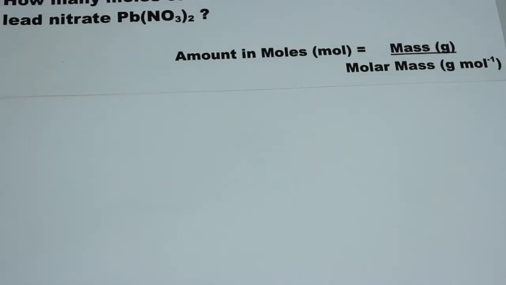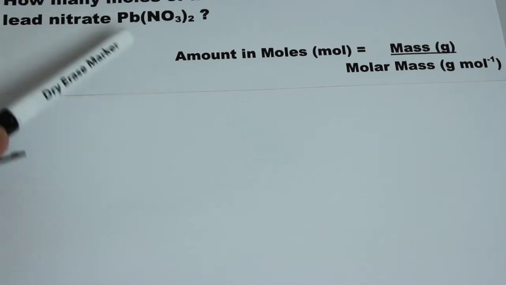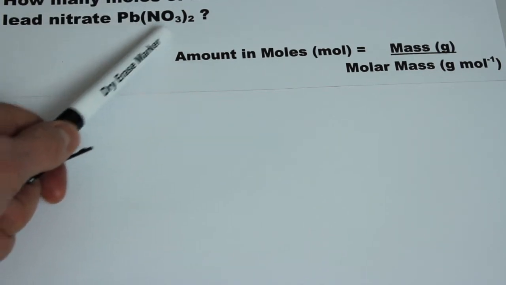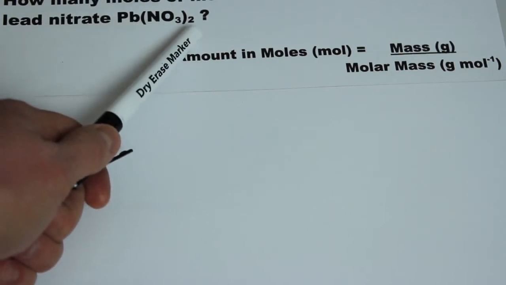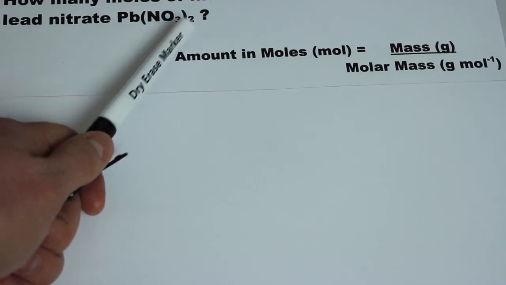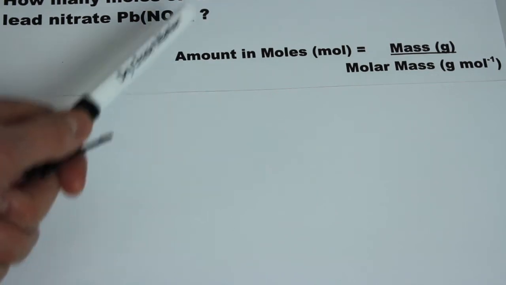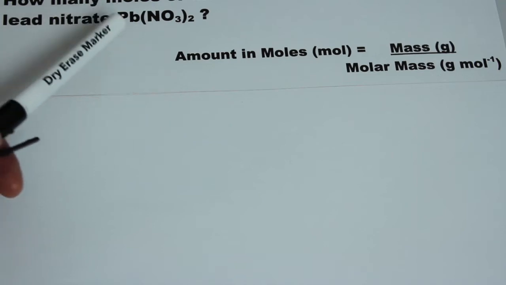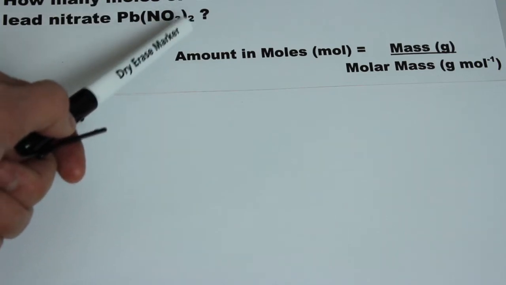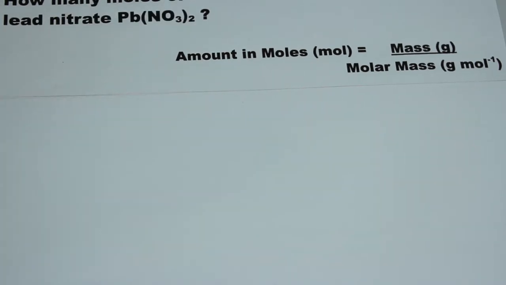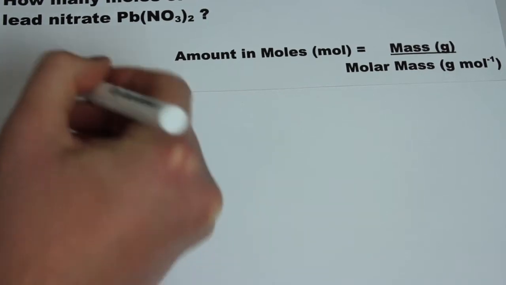Okay, so to work out the molar mass of lead nitrate, we must look at the chemical formula for lead nitrate, which indicates that in each formula unit of lead nitrate, there is 1 lead, 2 nitrogens and 6 oxygens, because this 2 on the outside of the brackets indicates that everything inside the brackets must be multiplied by 2. So we have 1 lead, 2 nitrogens and 6 oxygens. So to work out the molar mass of lead nitrate, we must do the following.